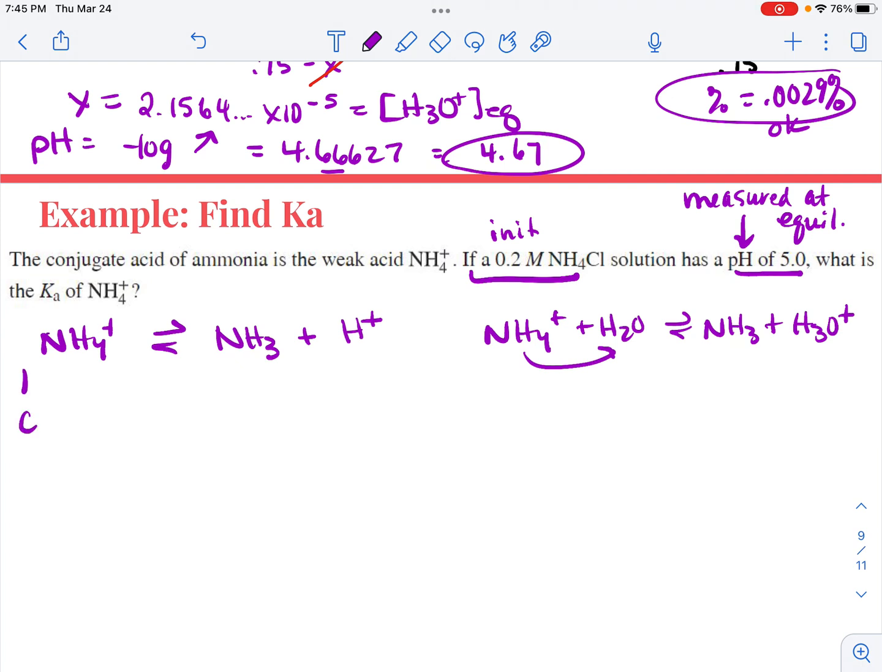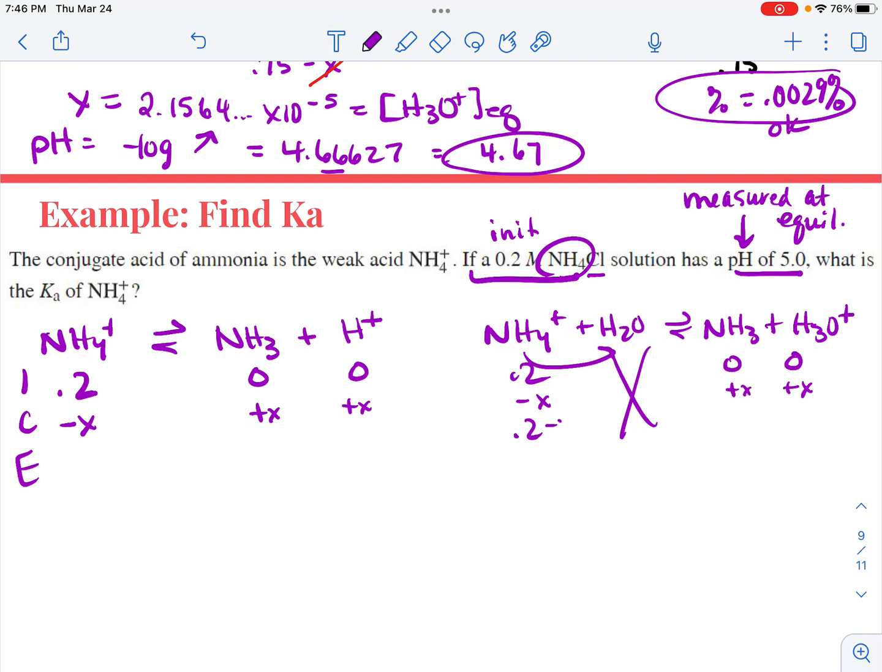So I'm going to ICE this, and my initial concentration, there's 1 NH4 in NH4Cl, so my initial concentration is the same, 0.2 molar, and there's none of the other 2 before it does anything. I'm going to do minus X and plus X and plus X. If I were doing it over here, this would be 0.2 and 0 and 0, and the same thing, minus X, plus X, plus X. This is 0.2 minus X, and X, and X.